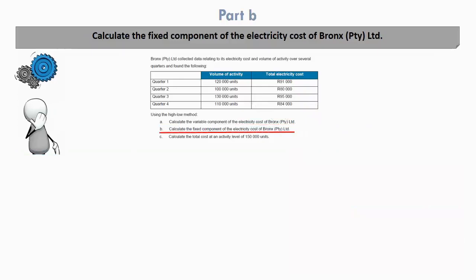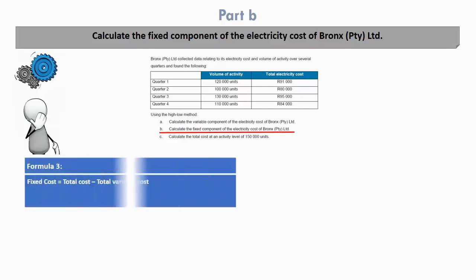Part B requires the calculation of the fixed component. Once the total variable cost for a certain level of activity is known, the fixed cost can be calculated by deducting the total variable cost component from the total mixed cost of the same level of activity. Fixed cost equals total cost minus total variable cost.